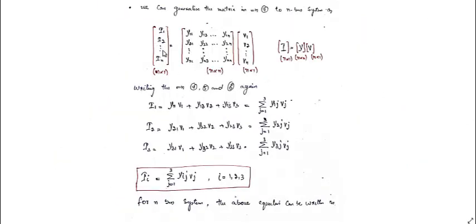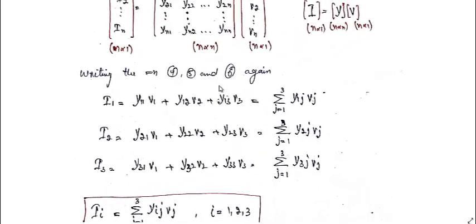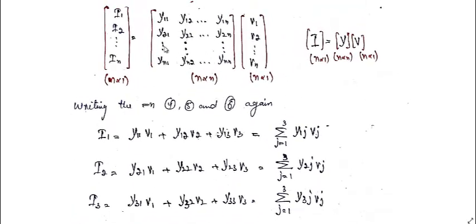So I1, I2 up to In, Y11, Y12 up to Y1n, Y21, Y22 up to Y2n. Similarly, up to Yn1, Yn2 up to Ynn. It will be V1, V2 up to Vn. This vector will be of the order n into 1, this will be n into n, and this will be n into 1. In compact form, I will be equal to Y V, of order n cross 1, n cross n, and n cross 1.